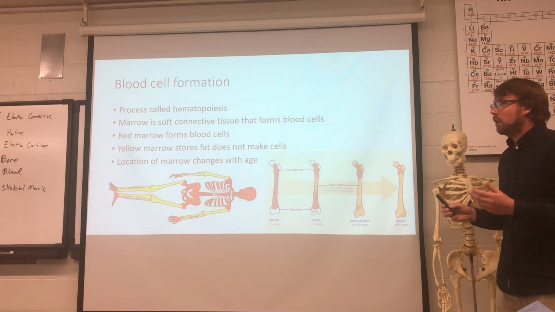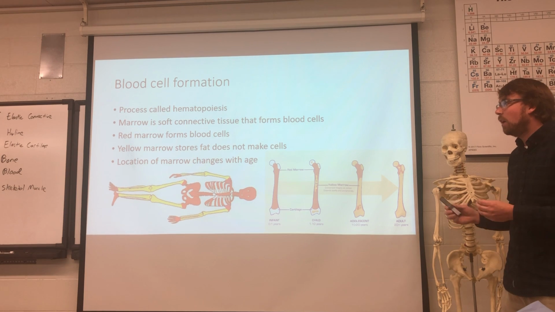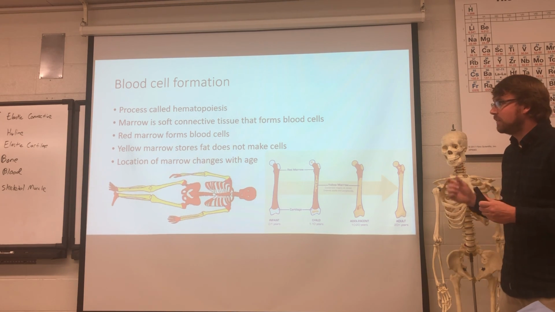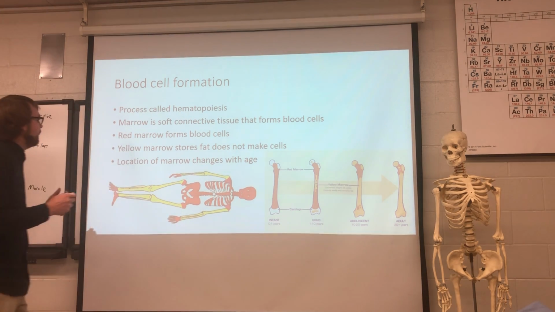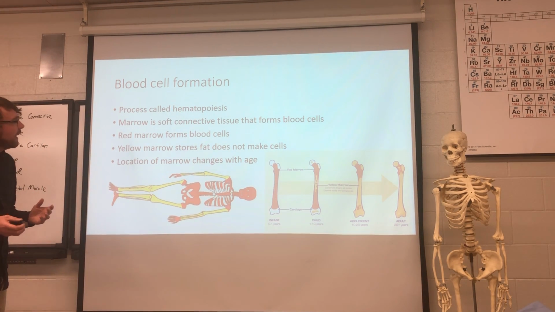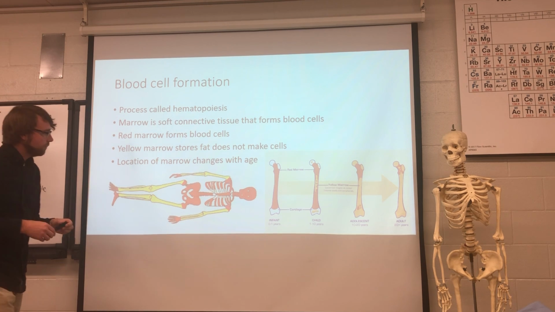Your blood cells are going to be produced in your bone marrow. So marrow is a soft connective tissue that forms blood cells. Red marrow forms blood cells, yellow marrow stores fat and does not make cells.